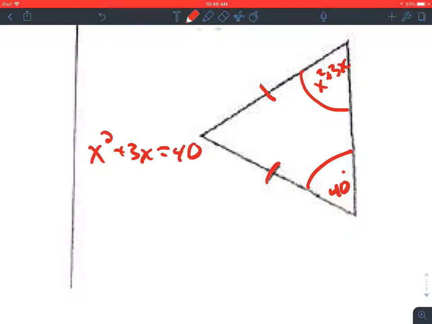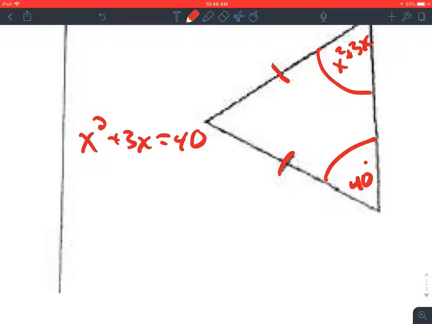Are you scared? Well, you should be. Here's why you should be scared. We have an equation in which the variable x has an exponent of 2 here and a 1 here. How do we solve such a thing, you may be asking yourself? We have to get all the terms on the same side of the equation and then factor.